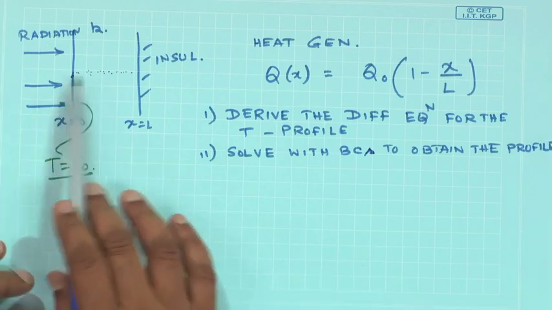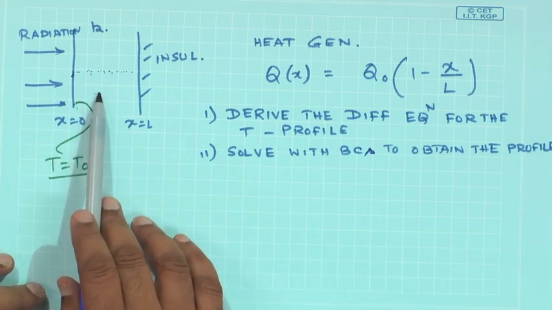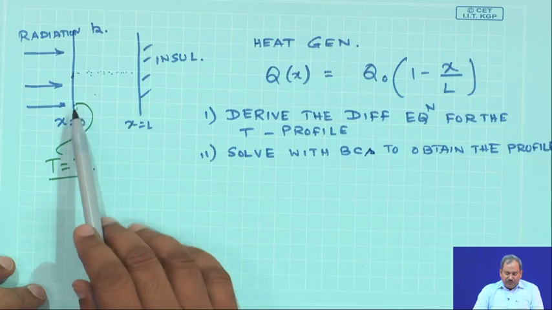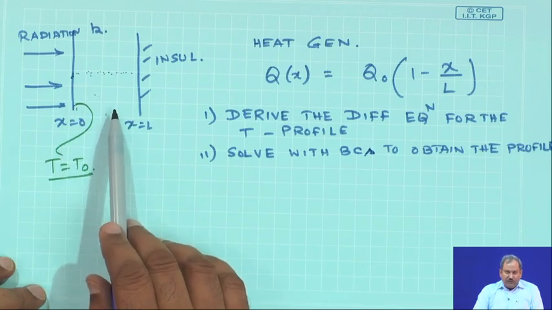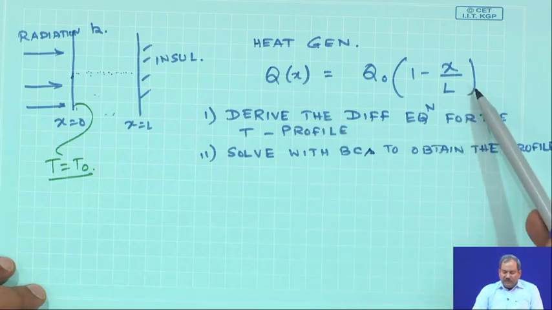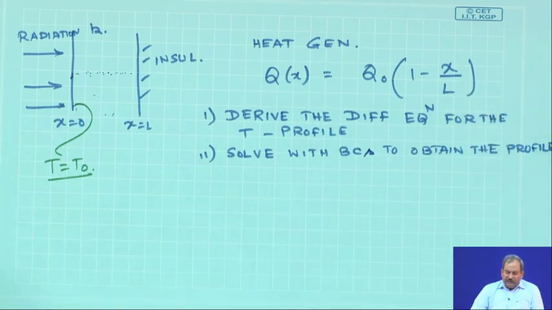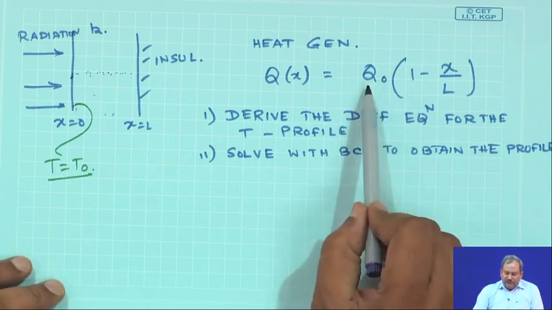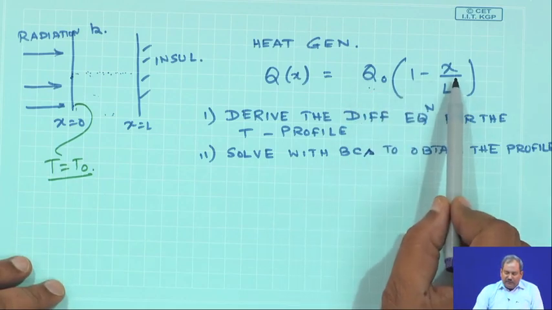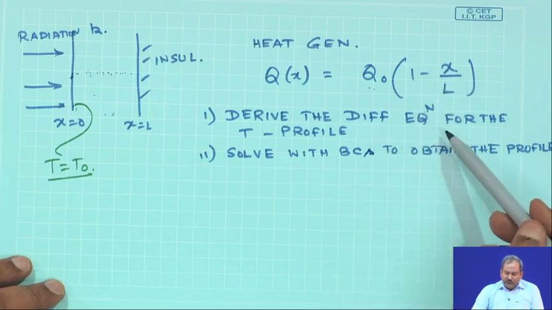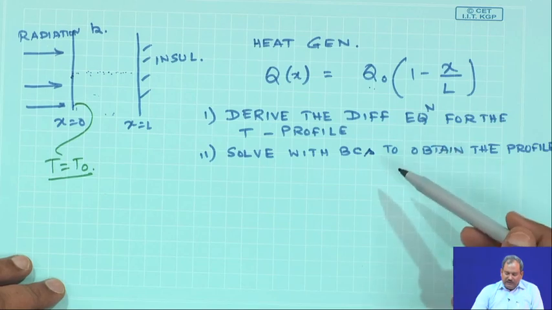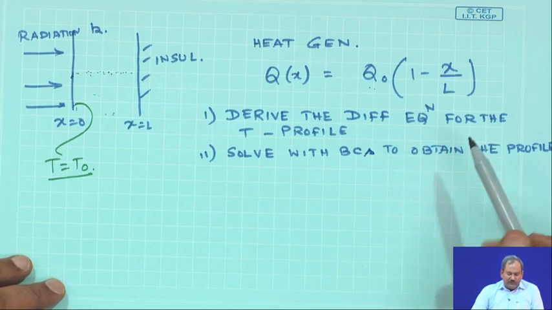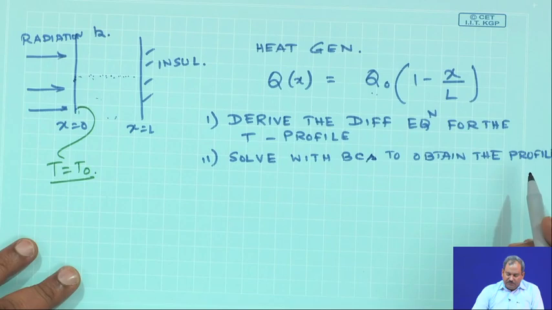You have radiation which is incident on the wall. The radiation absorption has resulted in a volumetric source of heat generation, the functional form of which is given over here. This Q naught is a constant, and of course, it is going to be a decreasing function of x. So, starting with the problem, first find out what the differential equation is, and then use the appropriate boundary conditions to solve for the temperature profile.